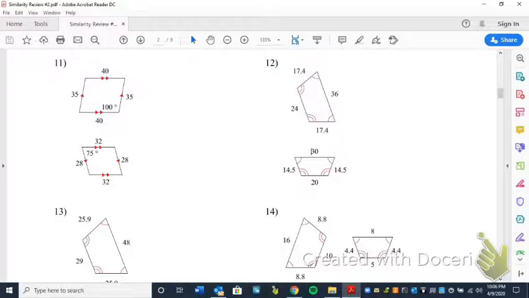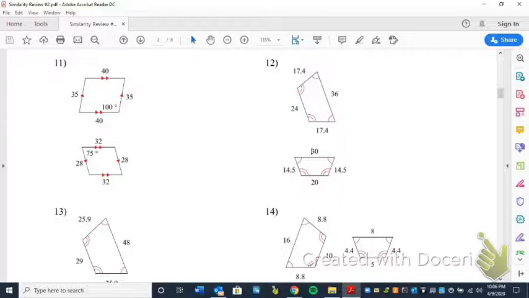For number 11, here we have to figure out whether or not they are similar. So we don't have that presupposition of similarity that we had before. What we have to do is figure out whether they're similar. So what do we know about similarity? We know that similarity requires that all of the interior angles be the same and the sides are proportional.